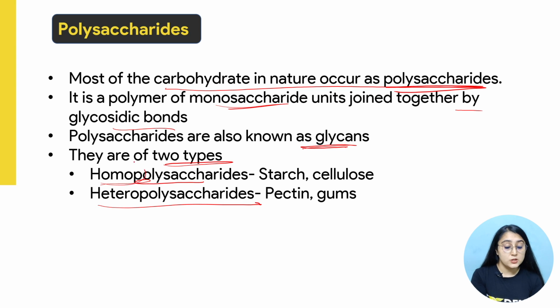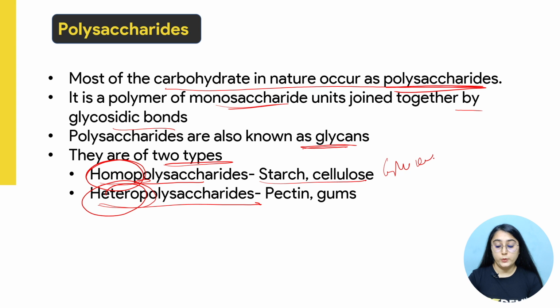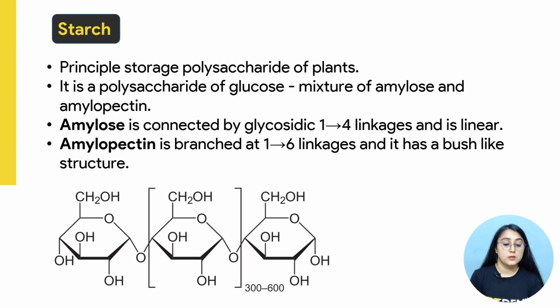Now as the name suggests, homo meaning same and hetero meaning different. So once the same saccharide units join together, they are known as homopolysaccharide. For example, starch or cellulose, where only one kind of saccharide, which is glucose, joined together to form starch or cellulose. Heteropolysaccharide, where many different kinds of saccharides join together to form them, for example, pectin or gums.